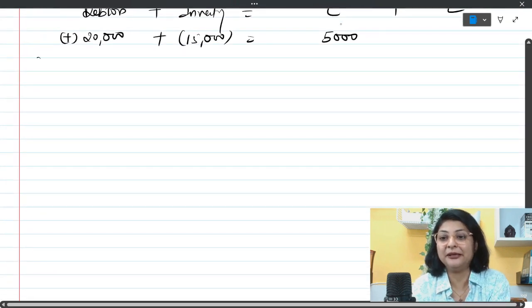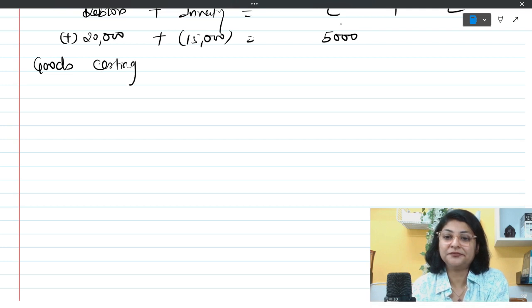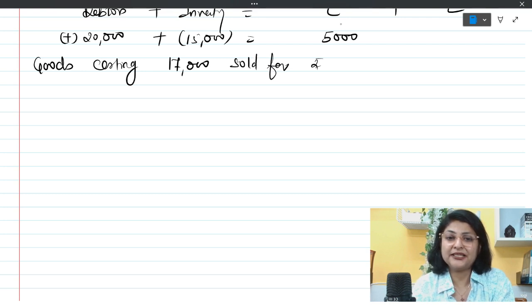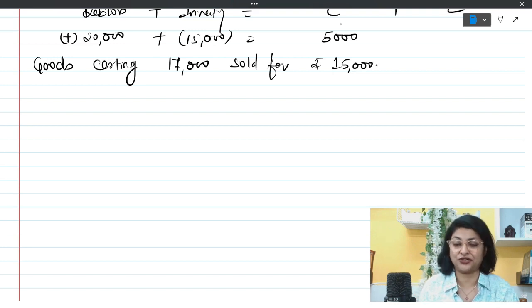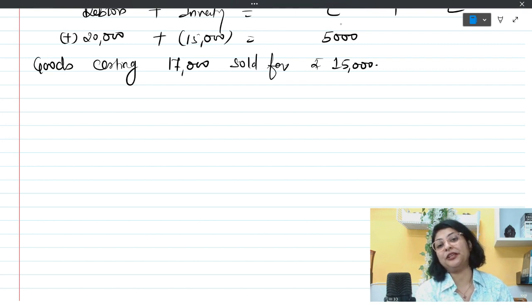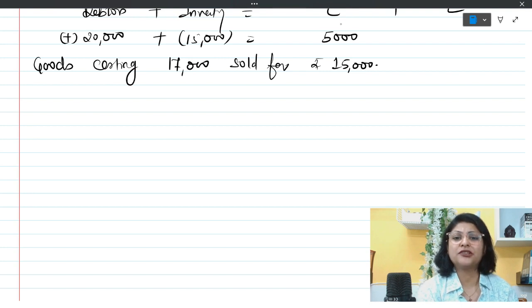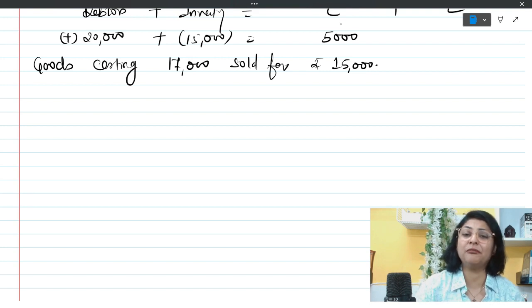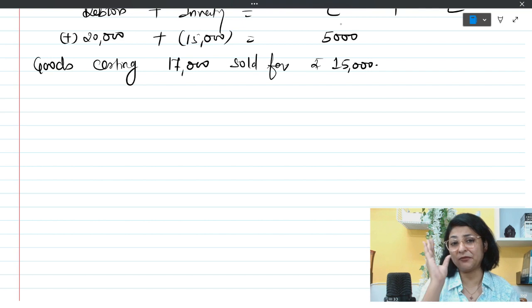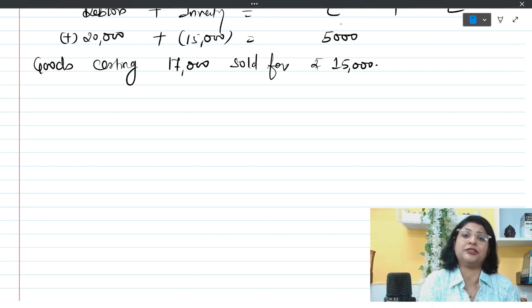So if my goods costing 17,000 are sold for rupees 15,000, no name of debtor is written, means these goods are sold for cash. Now why would you sell the goods at a lesser price? Maybe because the competitors have reduced the price, so you are bound to reduce to stay in the market, or the goods have become defective and obsolete, or any other reason. Because of that you're bound to sell the goods at a lesser price.